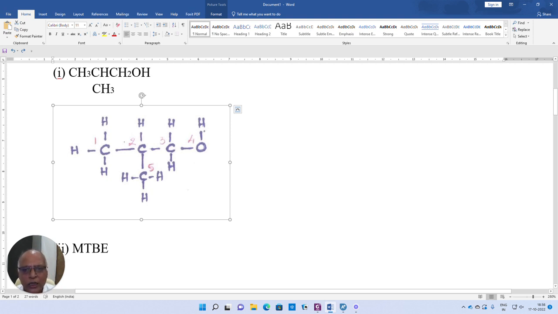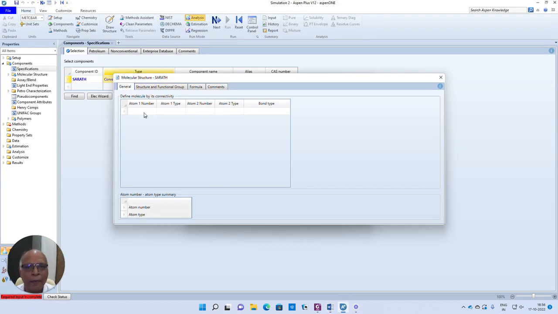In this case, you can see that there are 5 atoms excluding hydrogens. 1, 2, 3 and 5 happen to be carbon. 4 is oxygen, and you can see that all the bonds in this example are single bonds. So let us try to define this information here. Atom number 1, as per my label, is defined as carbon, and it is connected to atom number 2, which is also carbon. And of course, all the bonds here are single bonds.